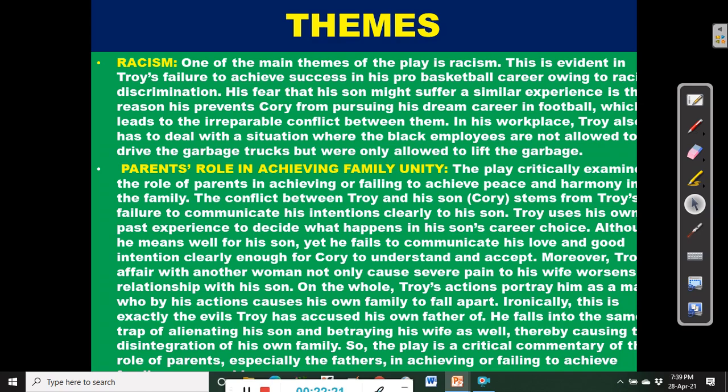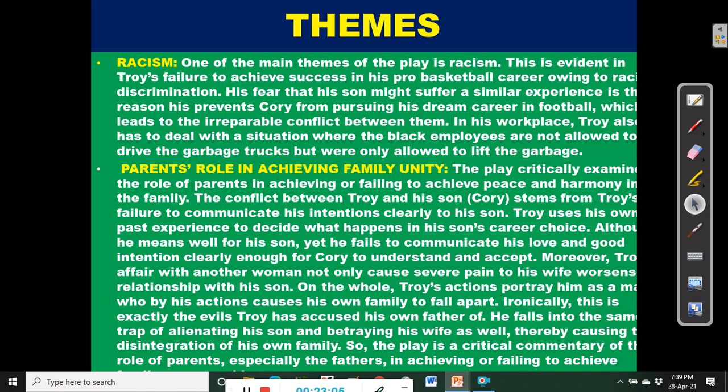The next theme is parents' role in achieving family unity. The play critically examines the role of parents in achieving or failing to achieve peace and harmony in the family. The conflict between Troy and his son Corey stems from Troy's failure to communicate his intentions clearly to his son. Troy uses his own past experience to decide what happens in his son's career choice. Although he means well for his son, yet he fails to communicate his love and good intention clearly enough for Corey to understand and accept.